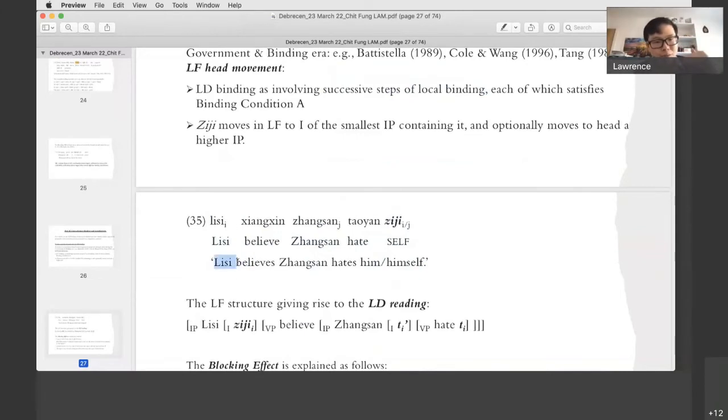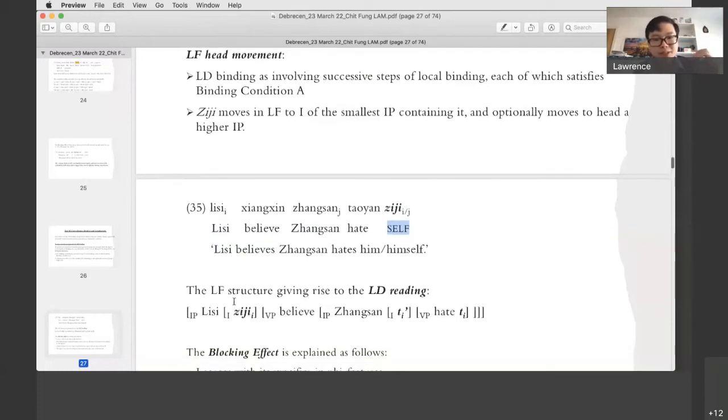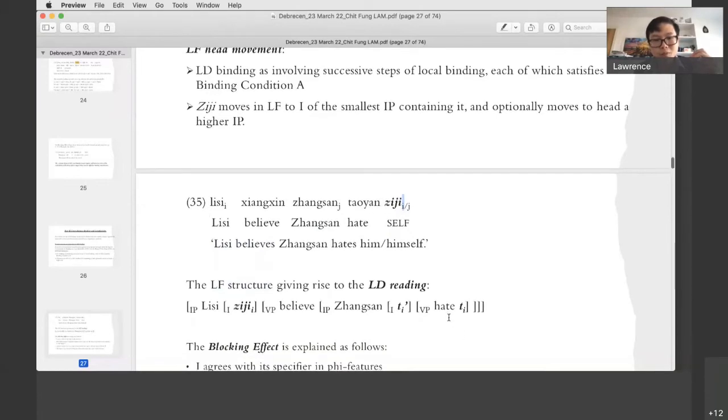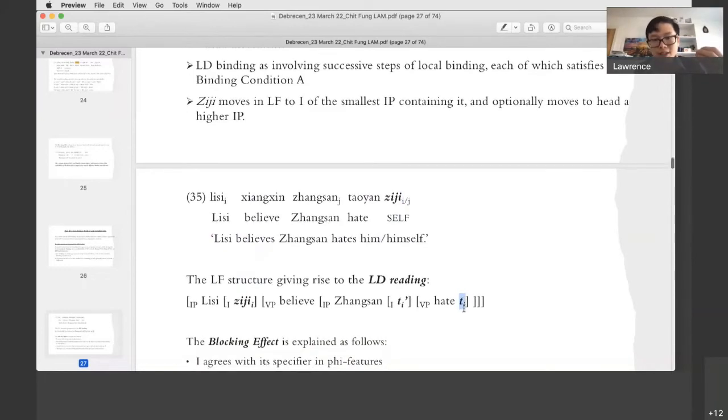Anyway, example 35: Lisi believes Zhangsan ziji. The ziji can refer to Lisi or can refer to Zhangsan. So the LF structure that gives rise to the long distance binding, I'm talking about the long distance reading, is like this. First of all, ziji originates from here, then it moves up, then it moves up again.